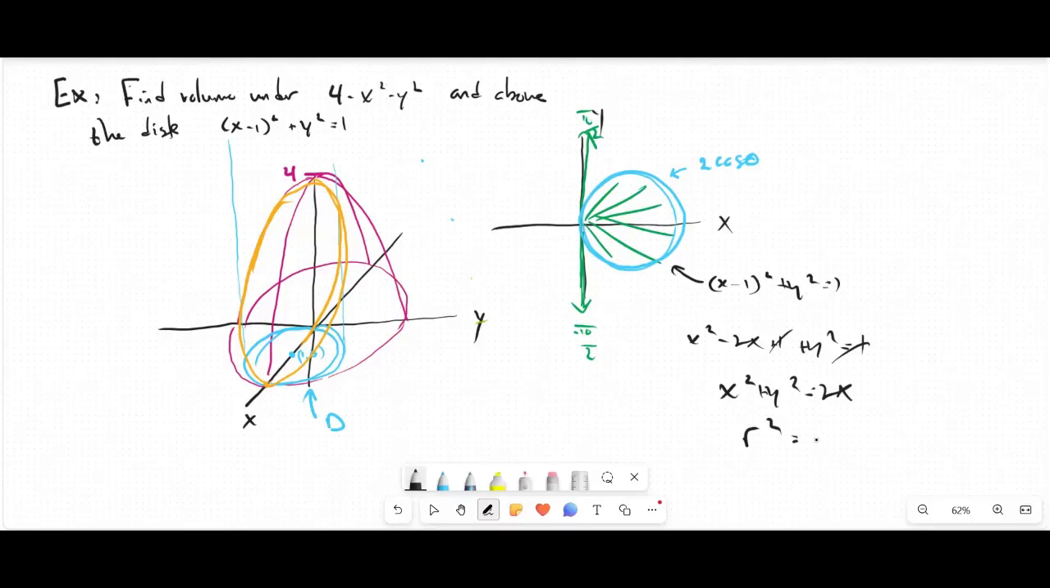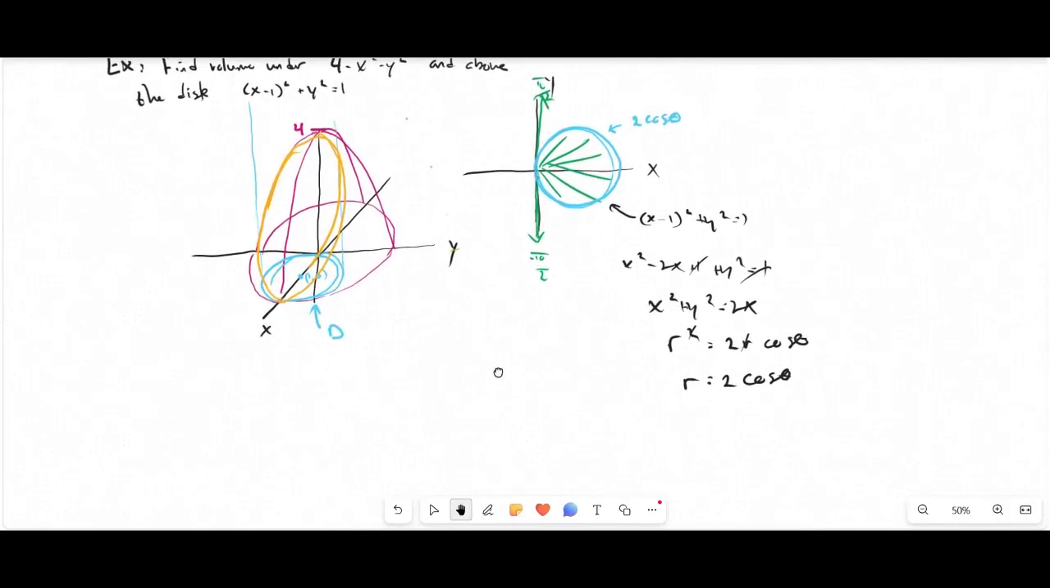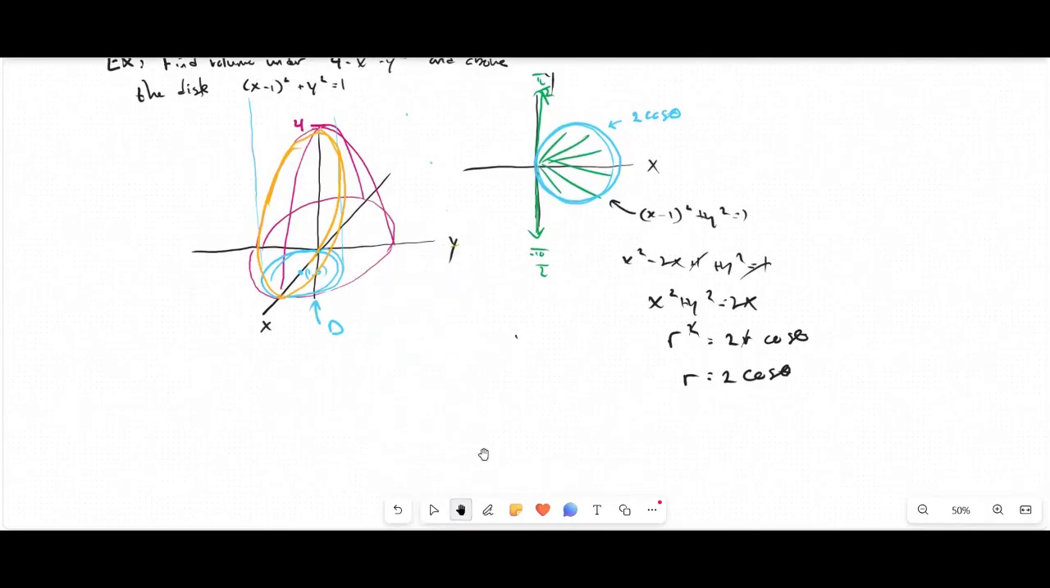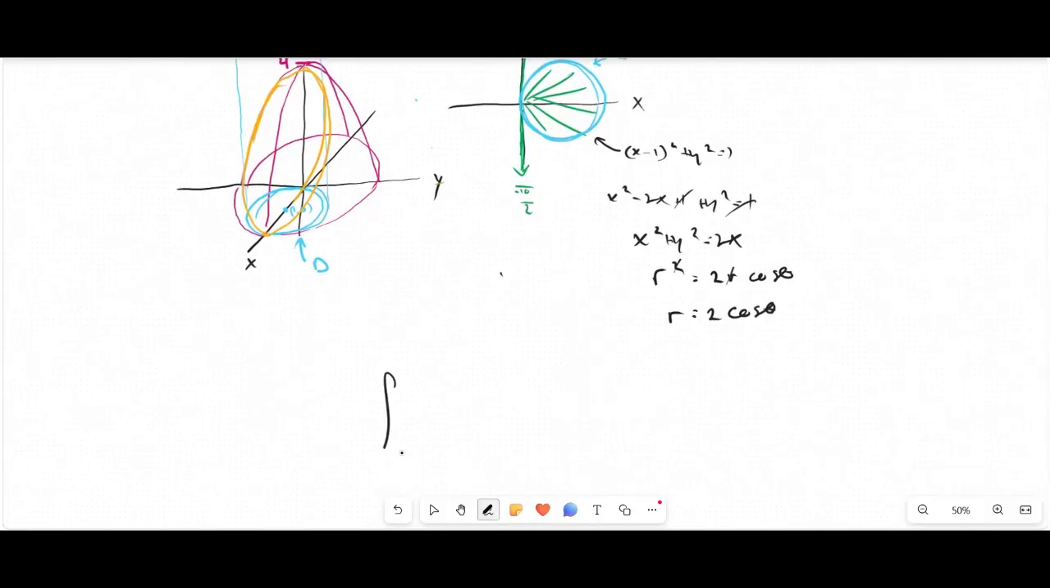Which is r squared equals 2r cosine theta. The square and the r cancel, and you get r equals 2 cosine theta. So that is a polar curve, this blue curve here. And therefore, we can integrate over it by taking the right bounds in theta. So let's go negative pi over 2 to pi over 2. We'll take r from 0 to 2 cosine theta. I've got dr on the inside, d theta on the outside.